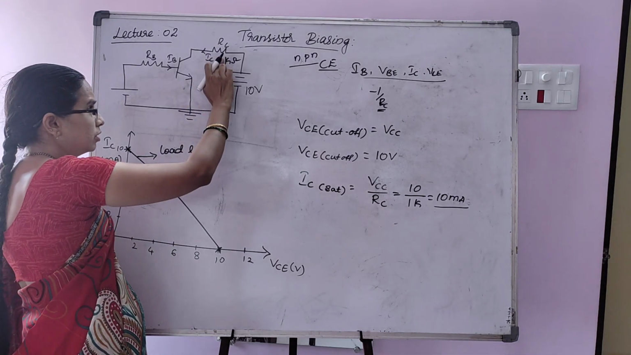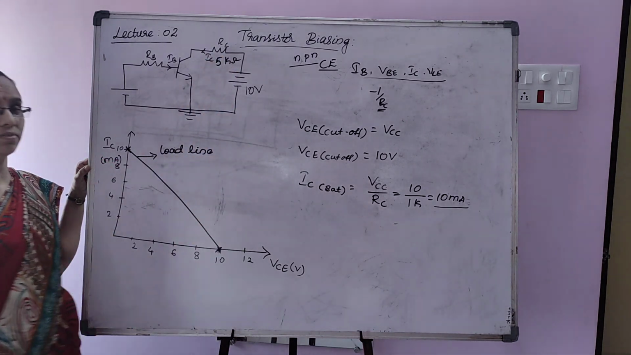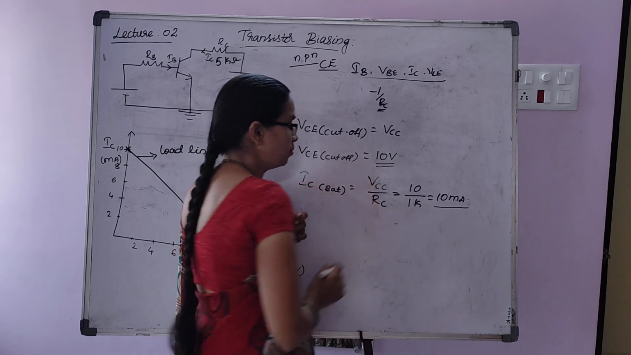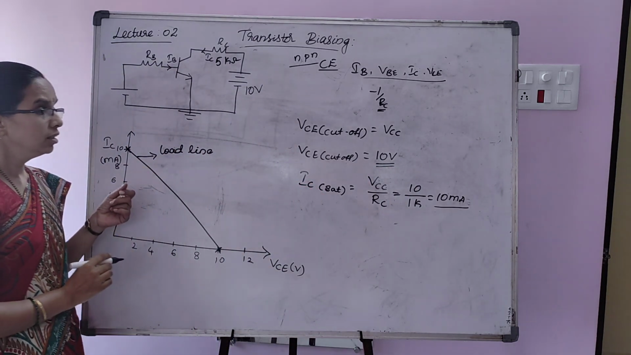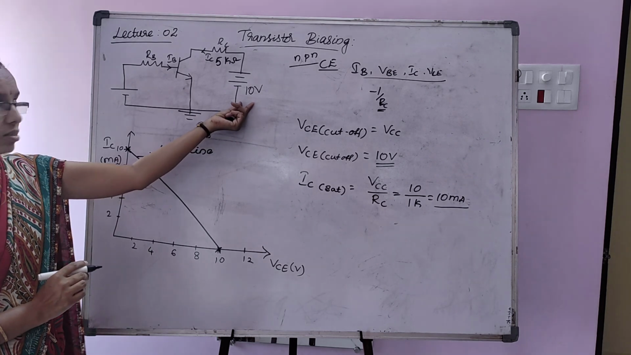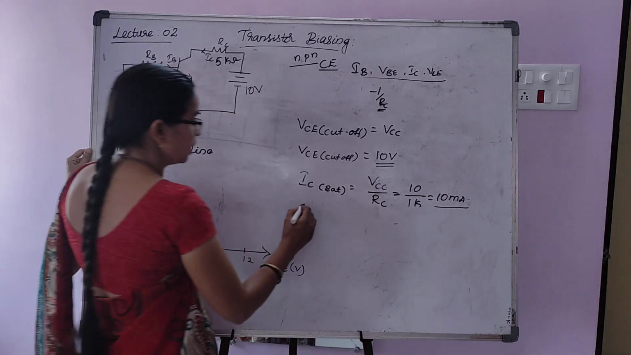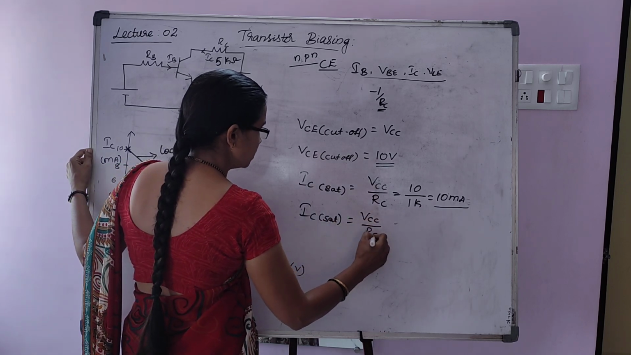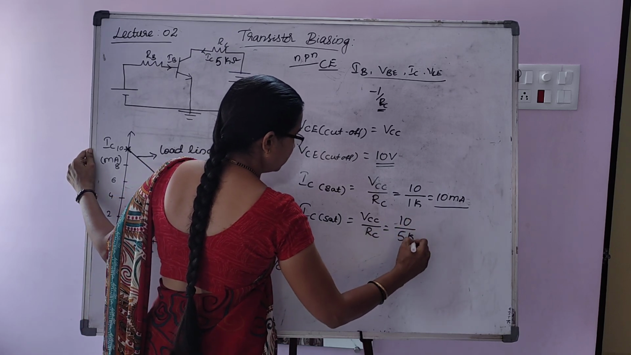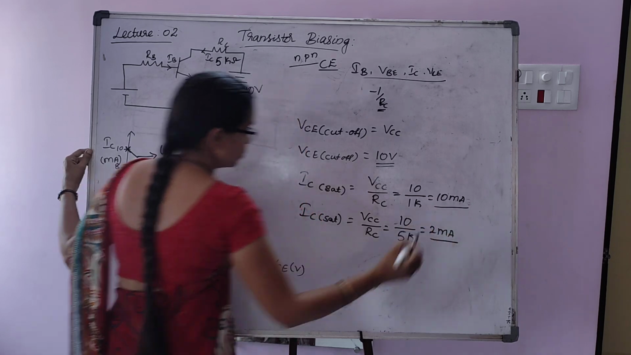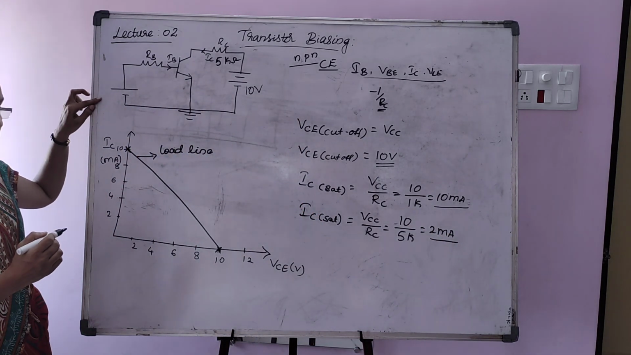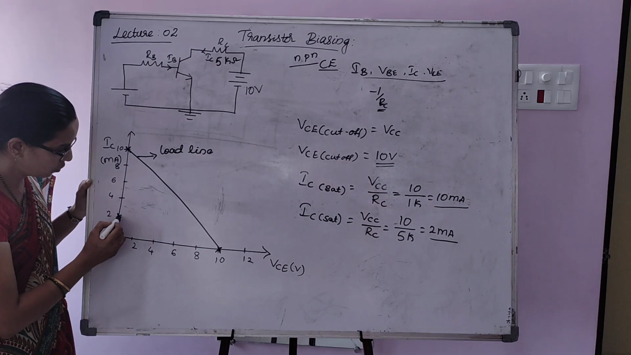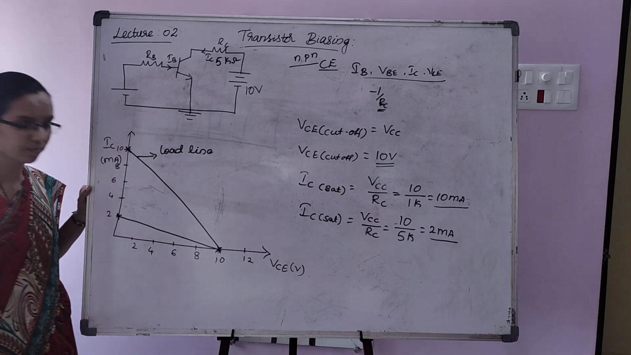For the second circuit, I changed the RC value to 5 kilo ohm. At that time what happens? VCE cutoff remains the same, 10 volt, because VCC is fixed. We have not changed VCC. Whereas IC saturation for the second circuit changed: VCC divided by RC, 10 divided by 5 kilo, is 2 milliamperes. So for the second circuit the endpoint on the y-axis shifted, and the DC load line will be this.